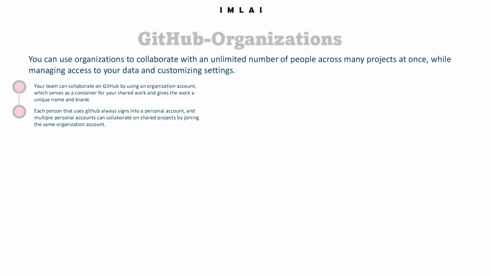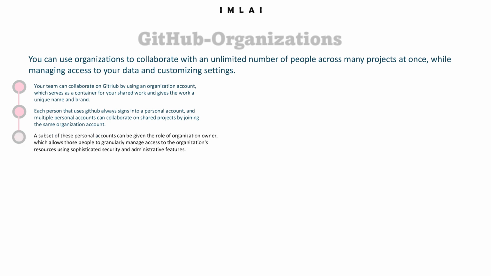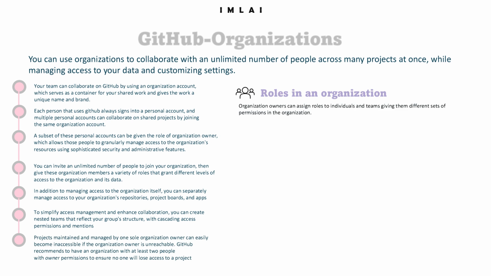So let's look into organization roles. Roles in an organization: organization owners can assign roles to individuals and teams, giving them different sets of permissions in the organization. You can assign individuals or teams to a variety of organization level roles to control your members' access to your organization and its resources.